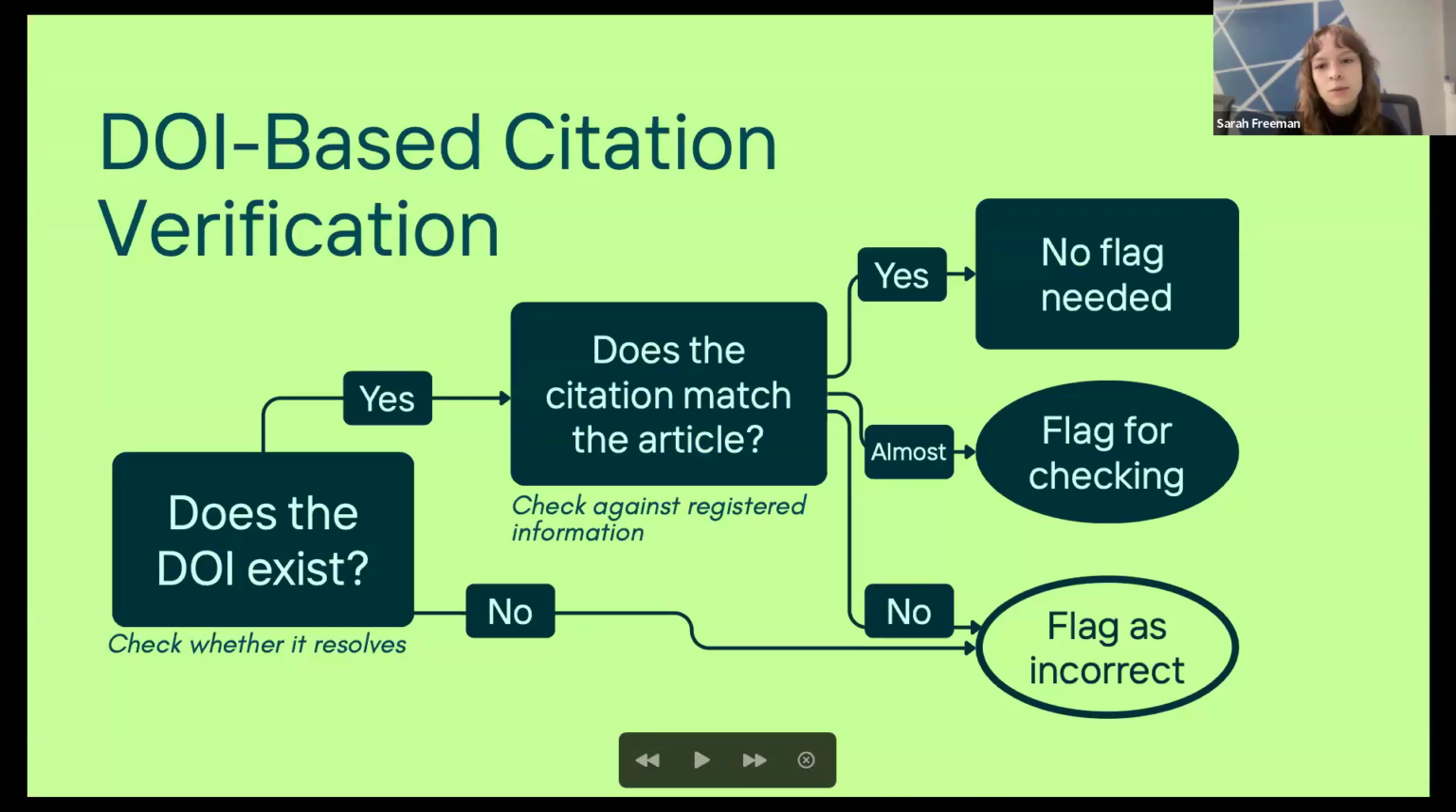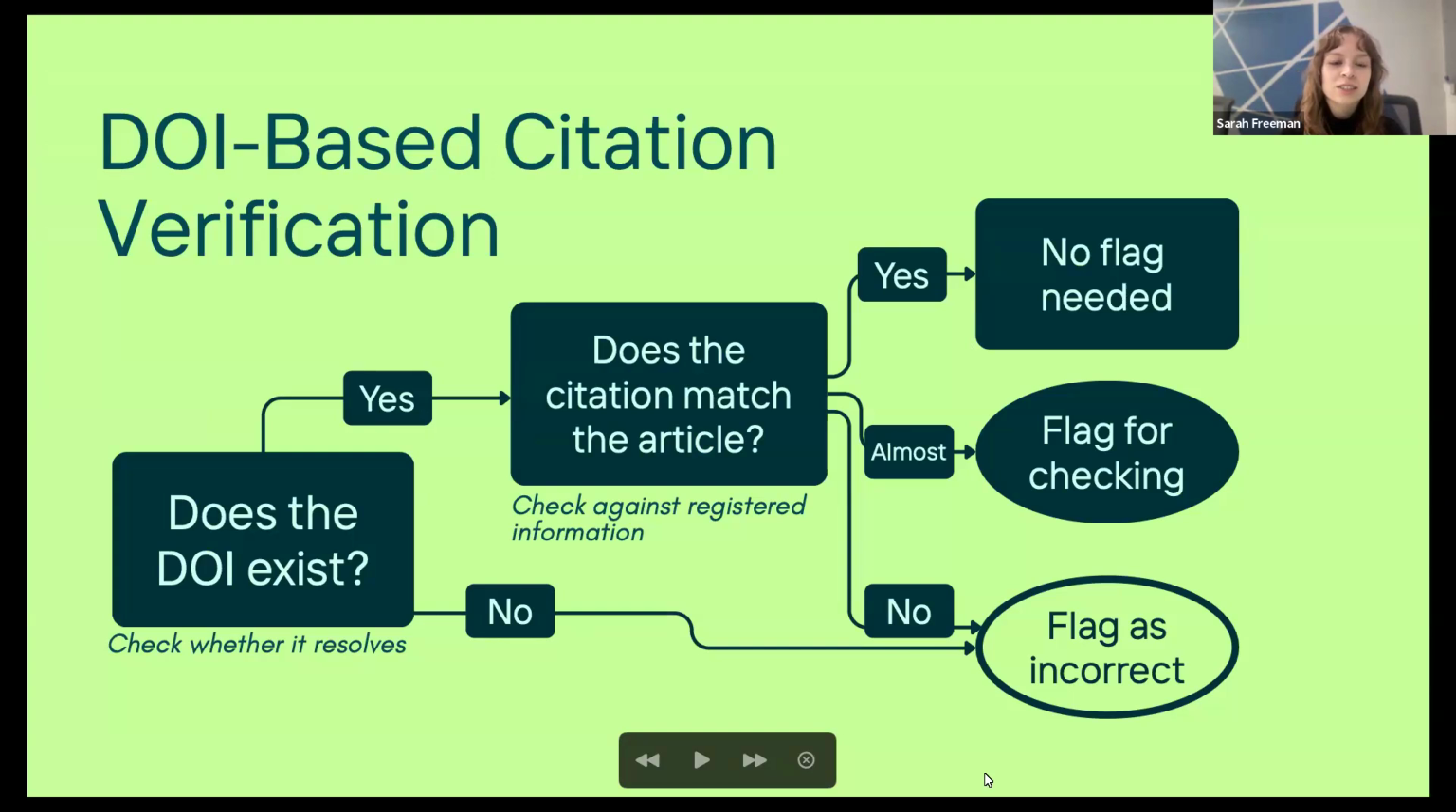So this is going to be our workflow for DOI-based citation verification. The first thing the tool is going to do is check whether the DOI exists. So that's as simple as checking, does it resolve? Does it lead to an error page, or does it lead to something else? If it leads to an error page, that's the end of our citation checking, because we're going to flag that as incorrect.